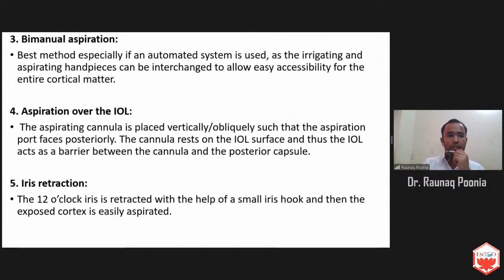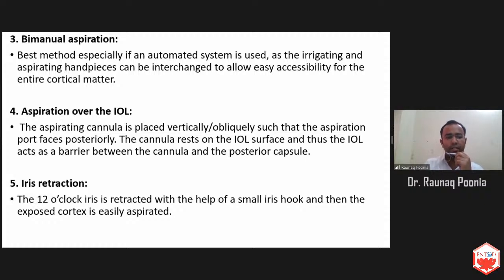Now the third technique is bimanual aspiration. It is the best method, especially if an automated system is used, as the irrigating and aspirating handpieces can be interchanged to allow easy accessibility of the entire cortical matter. Fourth is aspiration over the IOL. The aspirating cannula is placed vertically or obliquely, such that the aspiration port faces posteriorly. The cannula rests on the IOL surface, and thus the IOL acts as a barrier between the cannula and the posterior capsule.